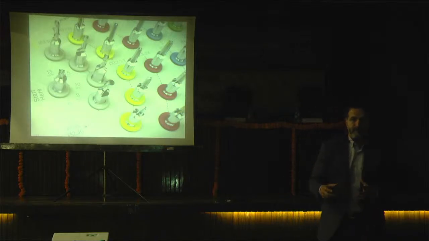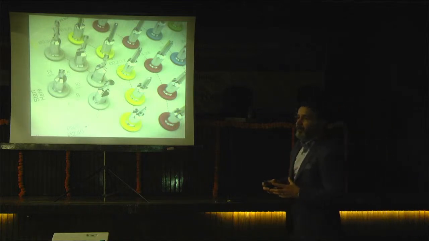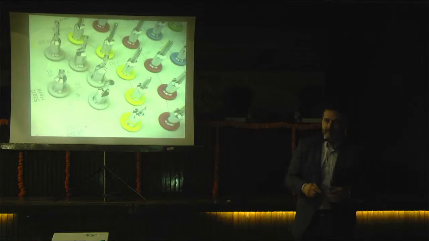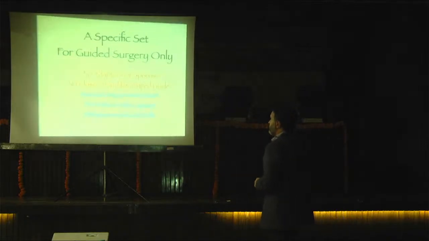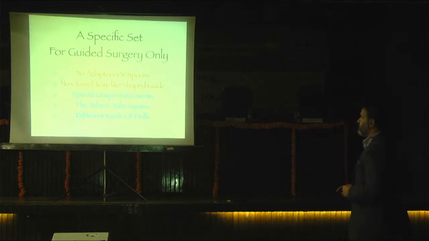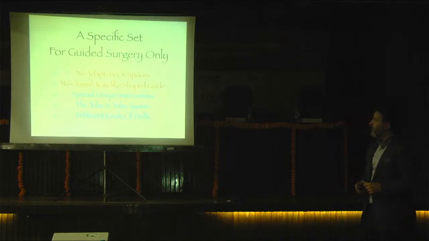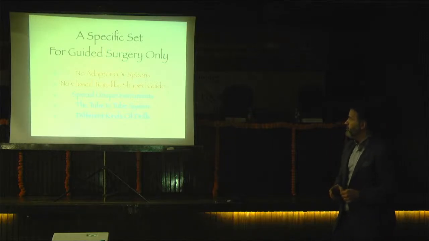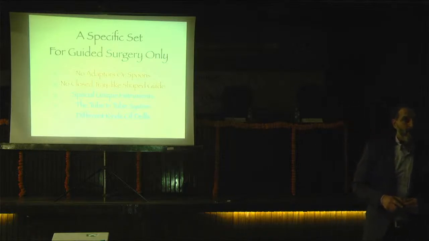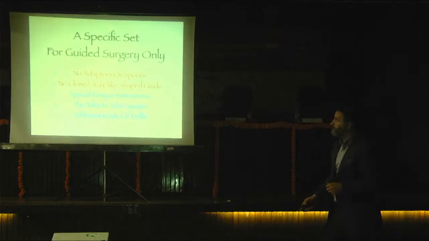You have an implant kit, an implant set, but in the M-Guide kit, when you want to use M-Guide, you should use another set, which is very convenient for you to use. What is it? A specific set for guided surgery only, and it has no adapters or spoons, no closed tray-like shape guide. Special unique instruments, the tube-in-tube system, different kinds of drills inside, which is different from the other implant sets.